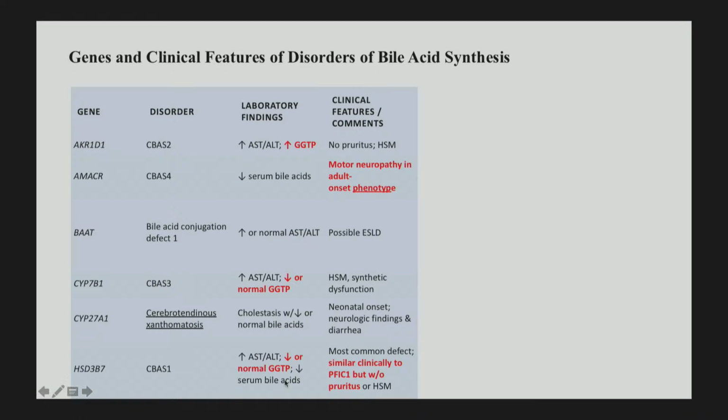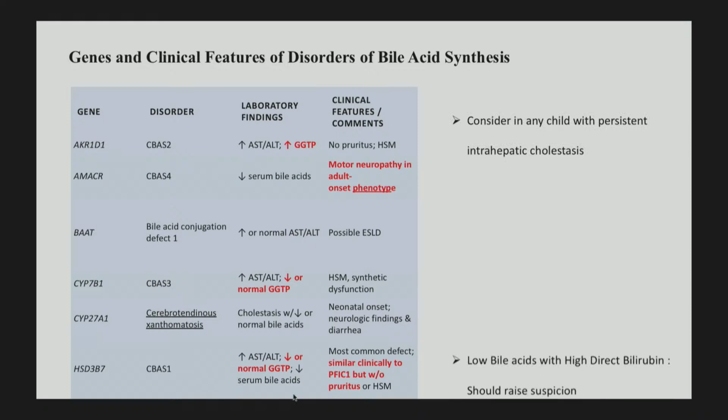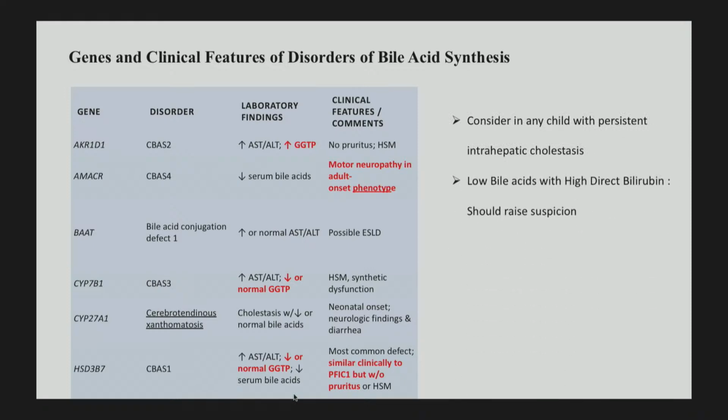Type 1 can present similar to PFIC, with low GGT and a bile acid synthetic defect, but there is no pruritus in this condition. These disorders should be considered in any child with persistent intrahepatic cholestasis. The clue is that there will be low bile acids and high direct bilirubin. The difference between these disorders and bilirubin metabolism disorders is that the latter will have high bile acids. These are the conditions with low bile acids and high bilirubin levels.